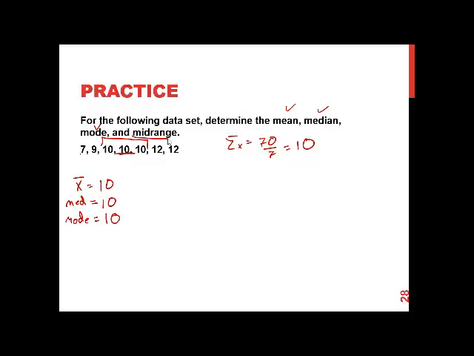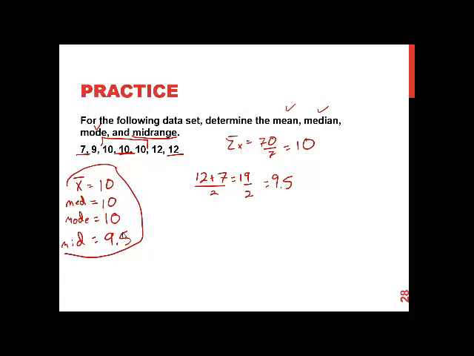And finally the mid-range. We find the arithmetic mean between the 12 and the 7. And 12 plus 7 is 19. Divided by 2 gives us 9.5. And no, we're not going to round that up to 10. But still, these numbers seem pretty well representative of this set of data. They all meet. They all correspond. And that's a nice thing to have.